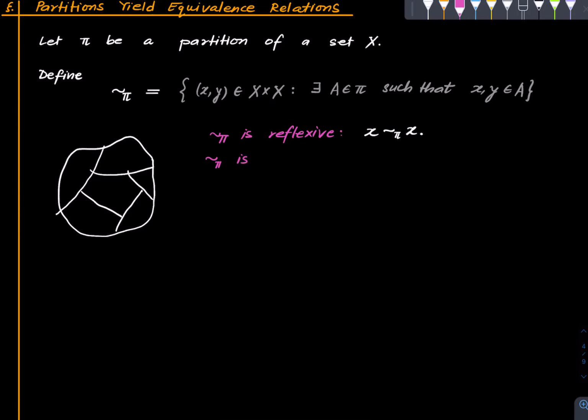This is symmetric, because if this is the case, then what happens? That means there is some element of pi which contains x and y, and hence there exists an element of pi which contains y and x. Again, a tautology. Right, and finally this is transitive.